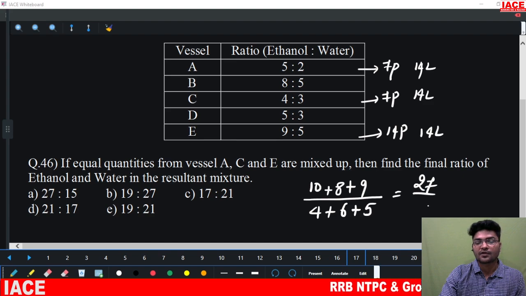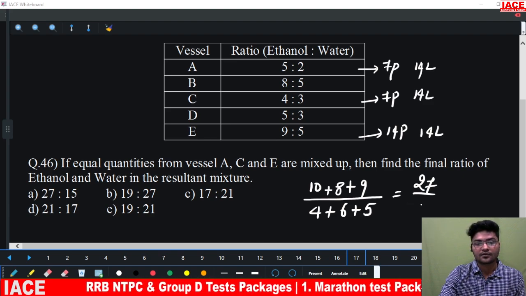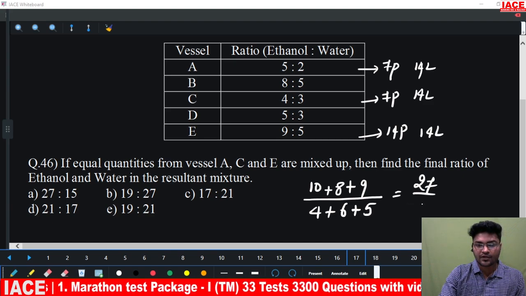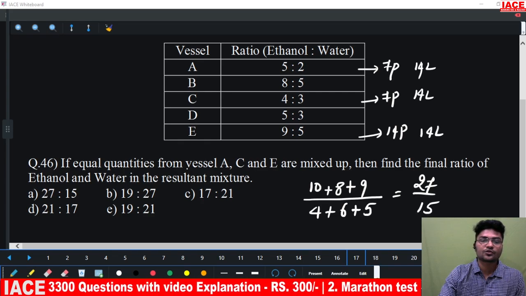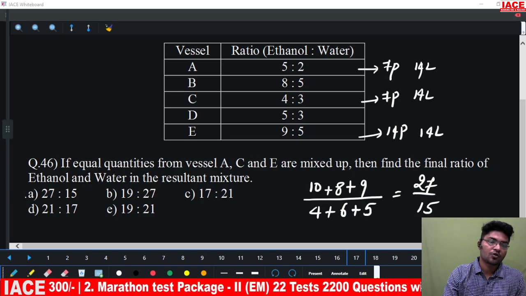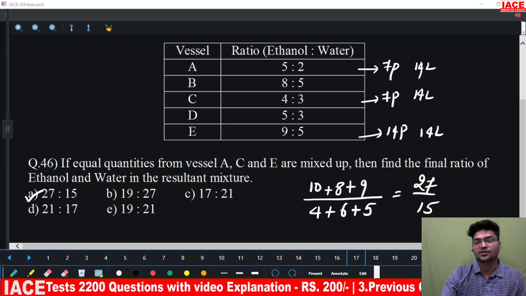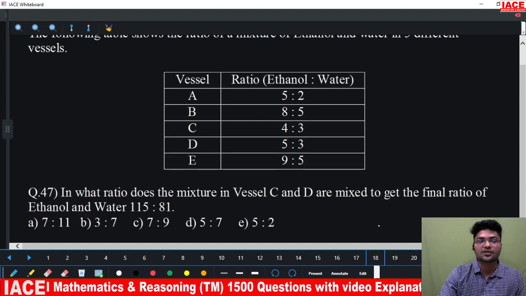4 plus 6 plus 5 is 15. 27 is to 15 means option A is our correct answer. Option A will be our correct answer. Next question. Question number 47.